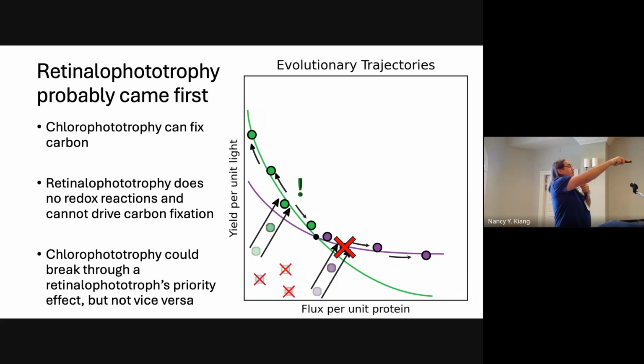If either of these filled its entire curve, you could picture one of them preventing the other. But chlorophyll, even if it's very bad at fixing carbon, can bust through that priority effect because it can do something the other one cannot.